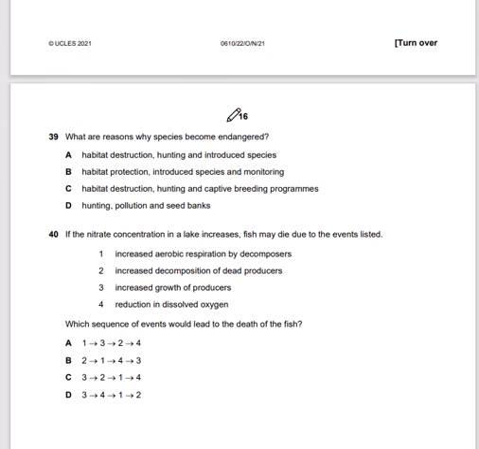What are the reasons why species become endangered? Habitat destruction, obviously it won't be endangered if the habitat is protected, right? Hunting, introducing species monitoring, nope. Hunting and captive breeding programs. Captive breeding programs actually protect the environment and the species, so nope. Seed banks as well, it protects the environment and maintains the biodiversity, so that leaves you with A.